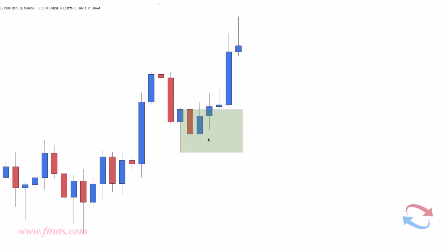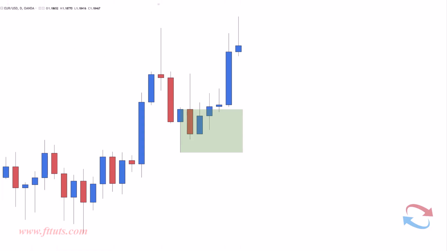So this would be the last bearish candle within this sequence, within this higher low sequence. So this is where we start our demand zone, and then this would be the lowest swing. So this is what it looks like on a daily time frame.